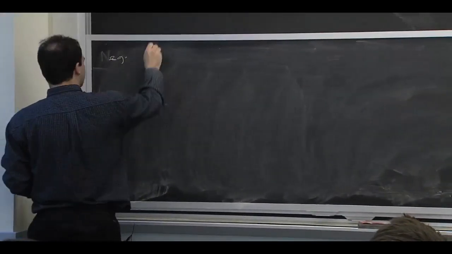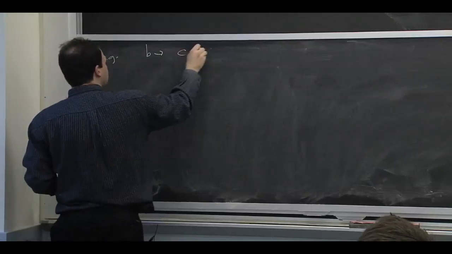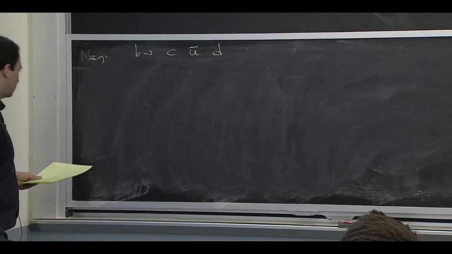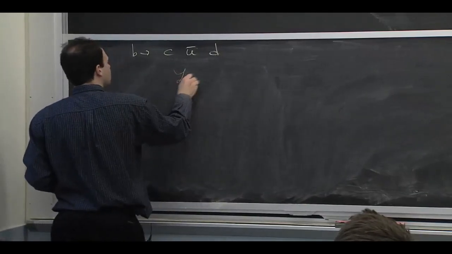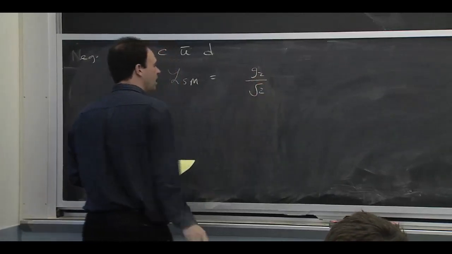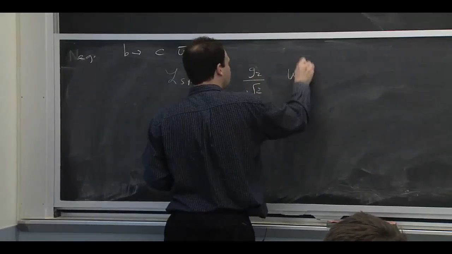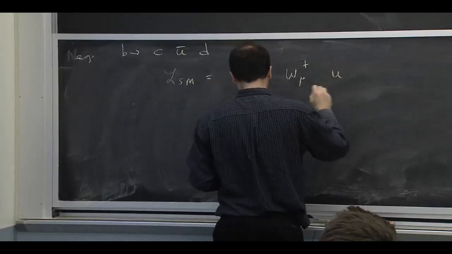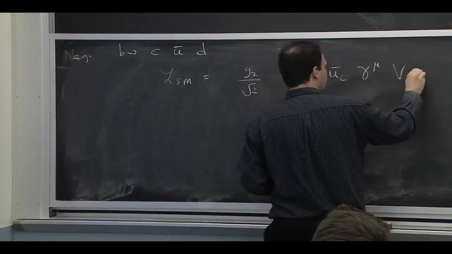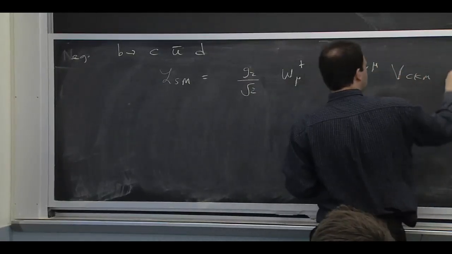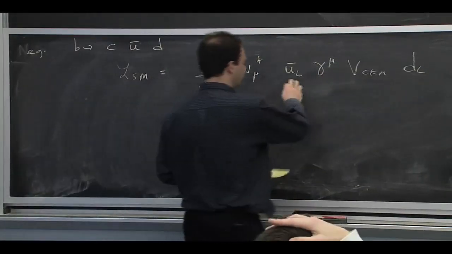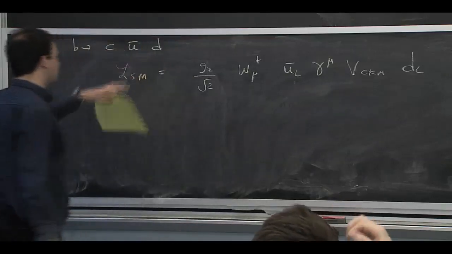We'll take a very simple example, although not completely trivial. So just b quarks changing to charm quarks, u-bar and d. So in the standard model, which is where we start, let's say, we have a W boson, we have an up quark that's left-handed, we have a CKM matrix connecting flavors together, and we have down quarks. So there's a matrix space here in the flavor, which includes bottom, charm, up and down.